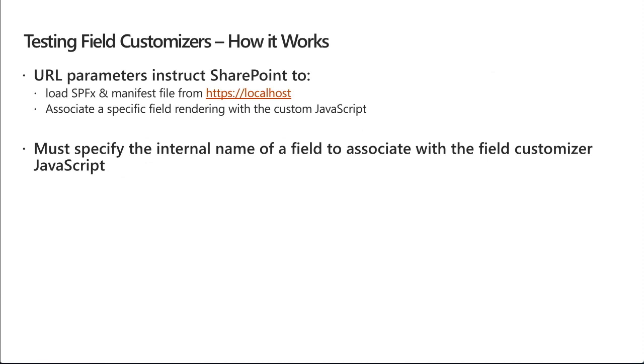Now, when you want to test how this works, you're going to have to specify the internal name of an existing field that you want to associate the field customizer with. When you deploy it, you're actually going to create a site column and tell that site column to use this field customizer for its rendering. But in development, you don't have to create the site column ahead of time. You can just say, I want to use an existing column and I want to test it. This lets SharePoint rewire the experience just while you're testing it.